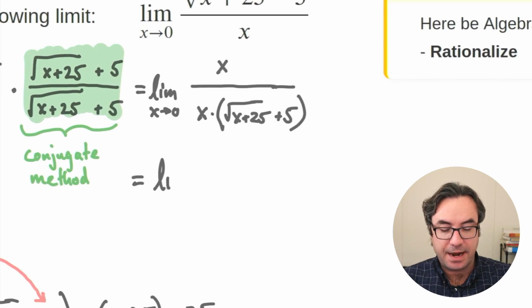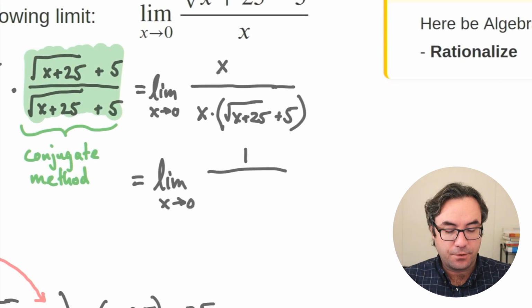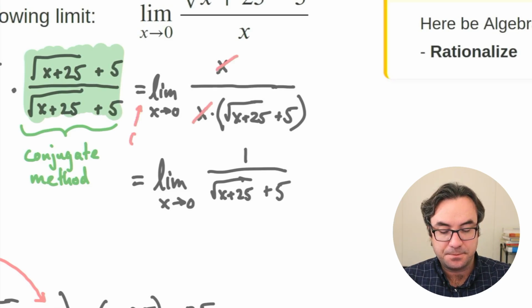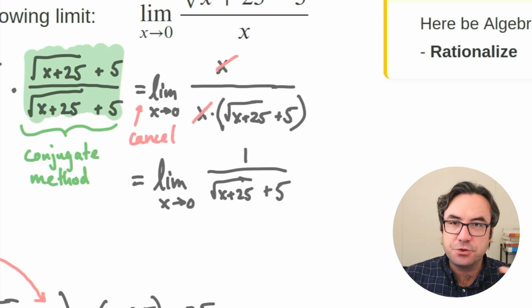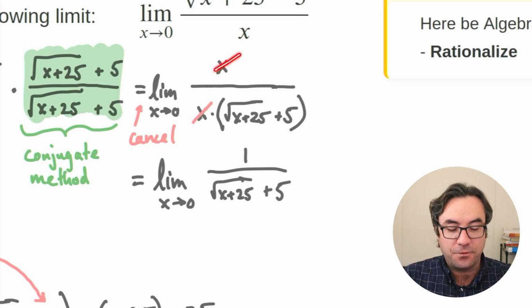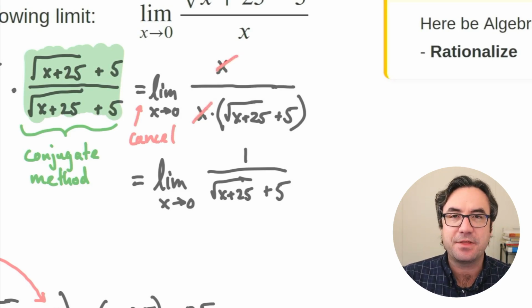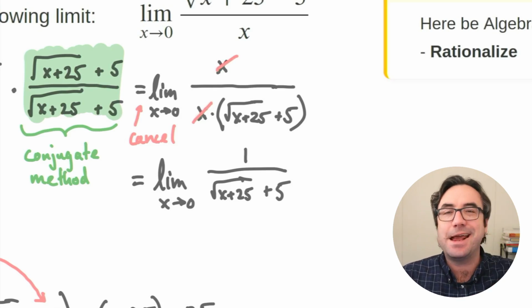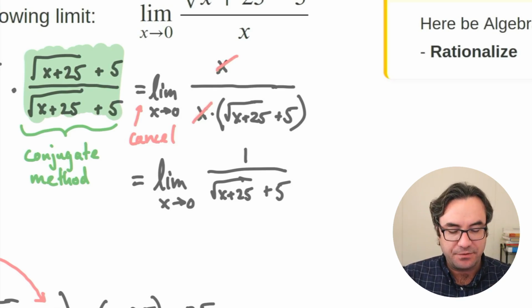We're going to cancel that out. So we're going to end up with 1 over square root x plus 25 plus 5. So those x's cancel. So that's usually what all these algebraic techniques that we see do. Eventually they lead us to the point where hopefully we get that term in the denominator that was giving us 0 canceled out of there. And that's what we've done.